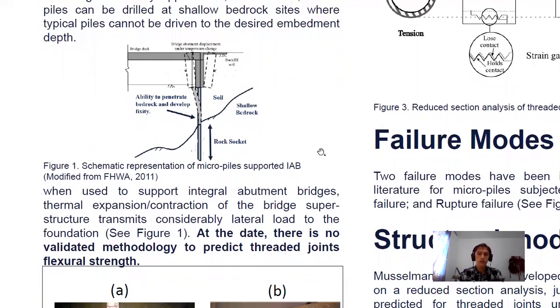Now, it happens that today there's certainly no way to predict what the threaded joint structural strength is, and that's desirable during the design process. So we have been focusing on that for a couple of weeks, and that's what I'm going to present today.